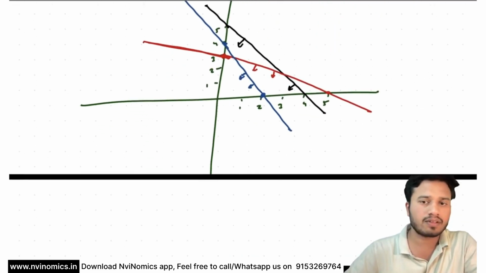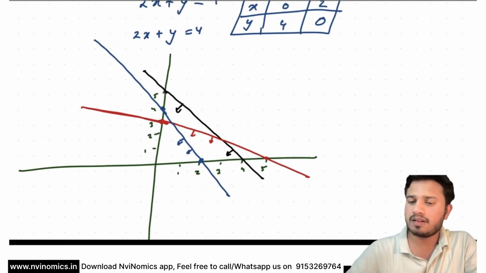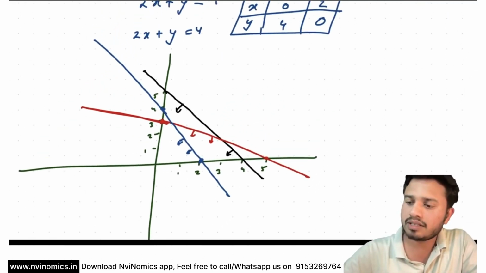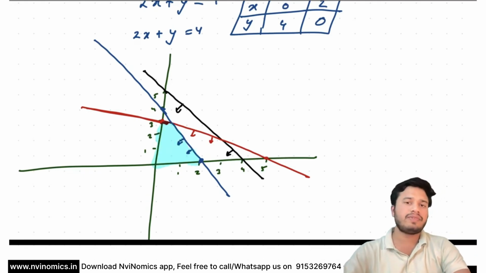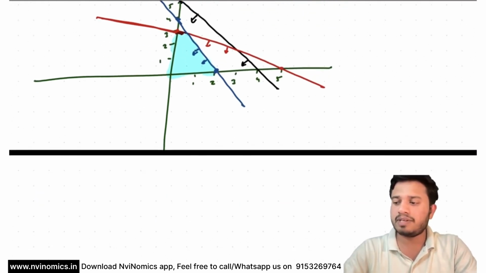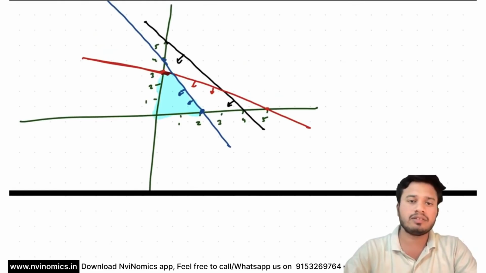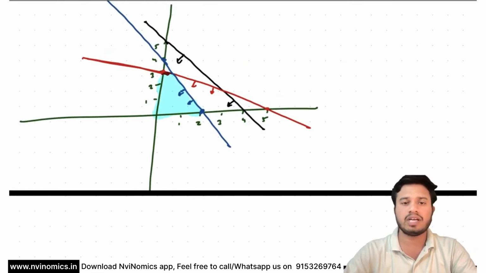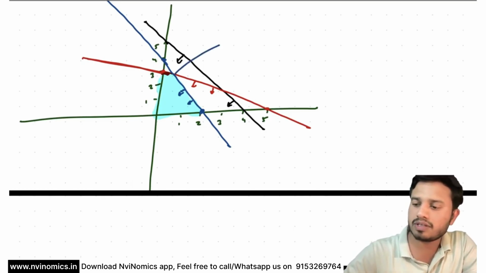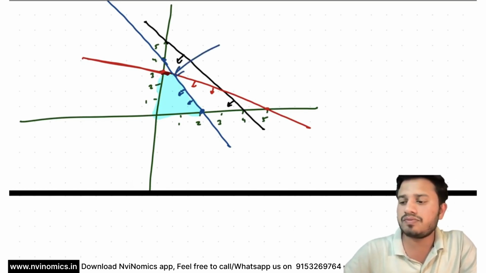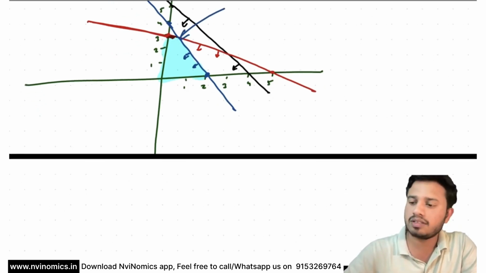Okay, so you have to take the common region. So this is the common region. It is also known as the feasible region. Feasibility means here we will check the optimality. We don't have to go beyond that. So there is one special point here, this point. It is the intersection of the red line and the blue line.